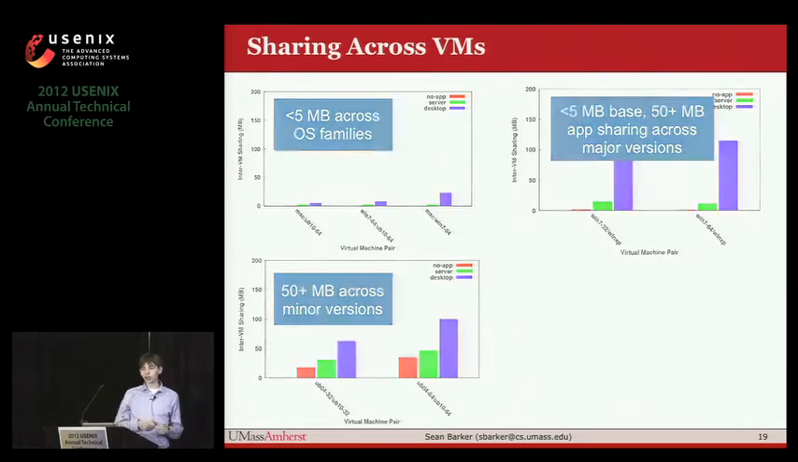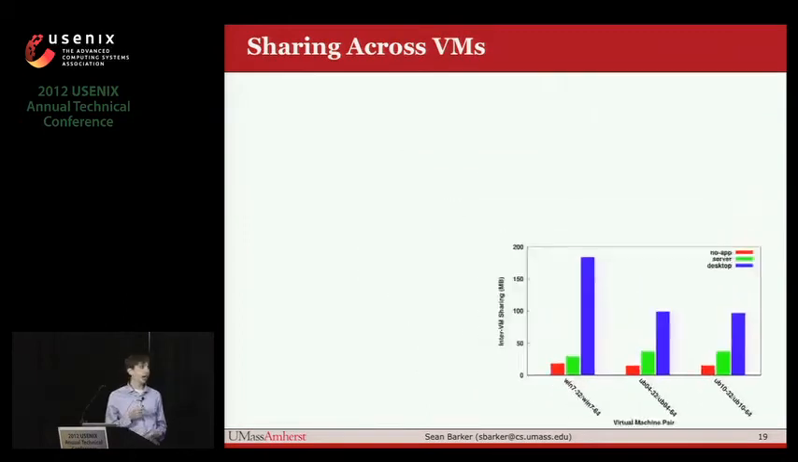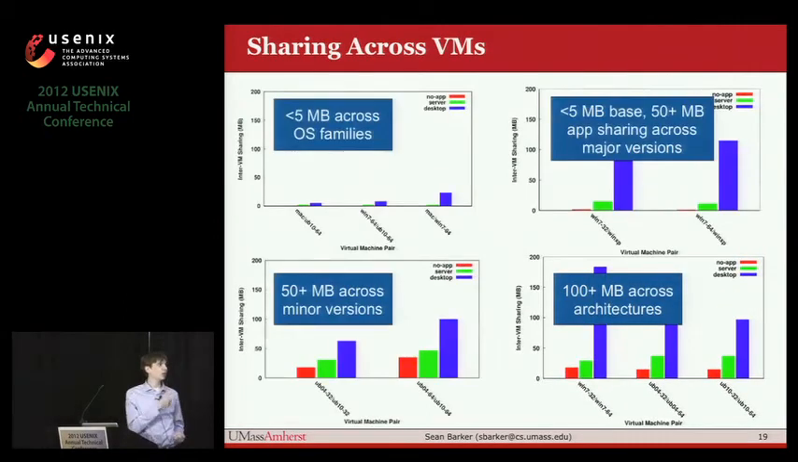And finally, let's consider holding everything constant except the OS architecture. This is just looking at variations of 32 and 64-bit versions of the same OS. What we're seeing here is the highest levels of sharing of any of these four graphs, on the order of over 100 megabytes across architectures. So this again indicates that modifying the architecture does not have a particularly detrimental impact on sharing potential.